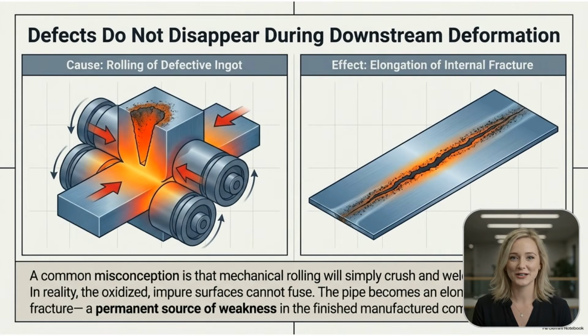Defects do not disappear during downstream deformation. Mechanical rolling cannot weld the oxidized, impure surfaces of a pipe. Instead, the pipe becomes an elongated internal fracture, serving as a permanent source of weakness in the finished component.